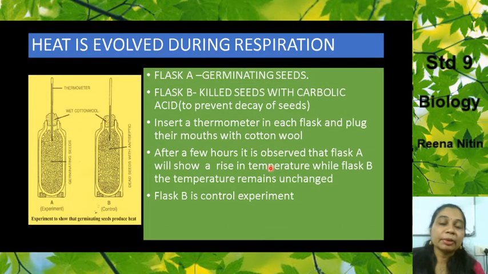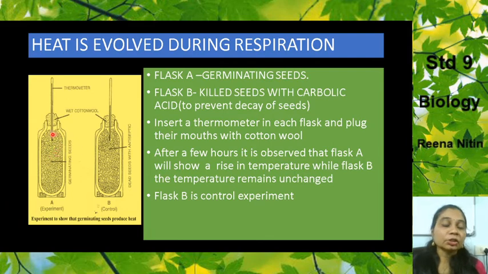The next experiment is to prove that heat is evolved during respiration. You all know that during respiration, carbon dioxide is given out and also heat is produced. Let's prove this with this experiment. So here you have two flasks, A and B. Now as you can see, it's like a thermos flask. It is made of insulating material, so that the heat cannot go in or be lost.